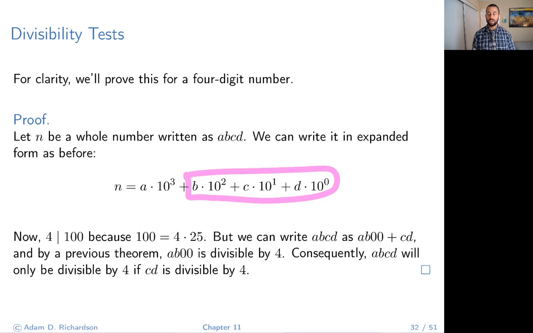And if those digits, or the number formed by those digits, is divisible by 8, then the whole number n is divisible by 8. Why is that? Well, the reason is because this part is always going to be divisible by 8.